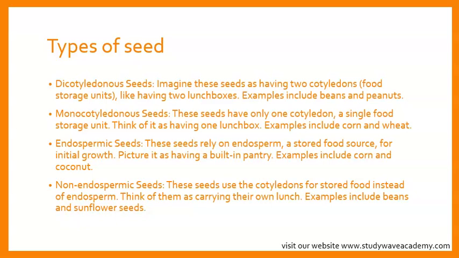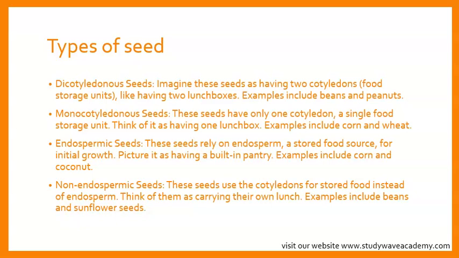Another type of seed we have is monocotyledonous seeds. These seeds have only one cotyledon, a single food storage unit. Think of it as having one lunchbox. Examples include corn and wheat. So these seeds have only one food container. Imagine them as single lunch seeds, okay? Like wheat, corn. Do you understand? Okay, good.